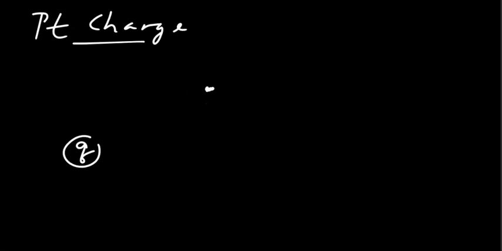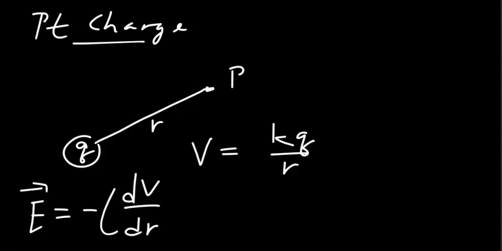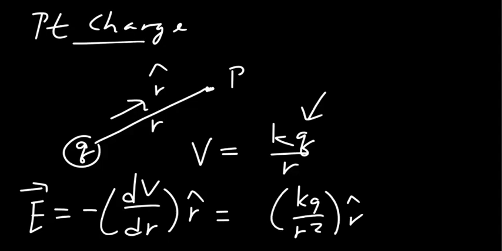We know the electric potential at point P, a distance r away, is given by KQ over r. If you want to determine the electric field at point P due to that same charge, it is given by minus dV/dr in a radial direction. The radial direction is like that. So taking the derivative of this expression with respect to r, you get minus KQ over r squared r hat. So this minus will get cancelled, giving you this expression, which is the expression for the electric field for a point charge.